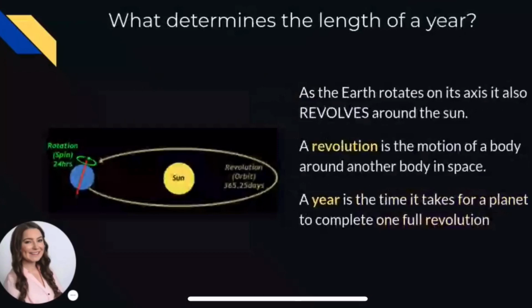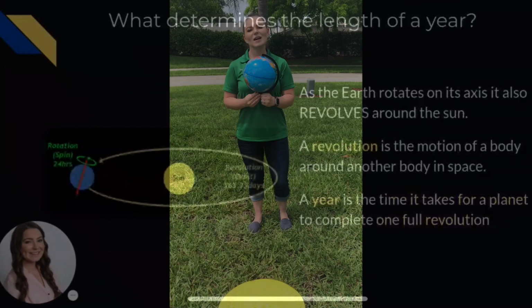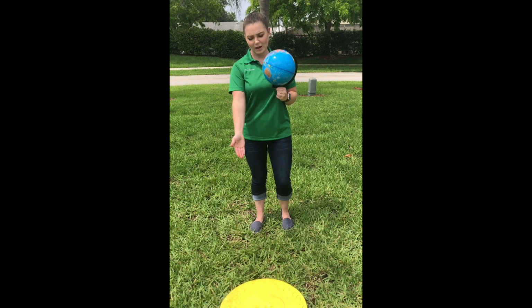Earth completes a full revolution around the sun every 365 and 1/4 days. Of course, that quarter is why we have a leap year every 4 years. Remember, the farther away from the sun a planet is, the longer it takes to complete one full revolution. Mercury has the shortest year, about 88 Earth days, and Pluto has the longest at about 248.5 Earth years.